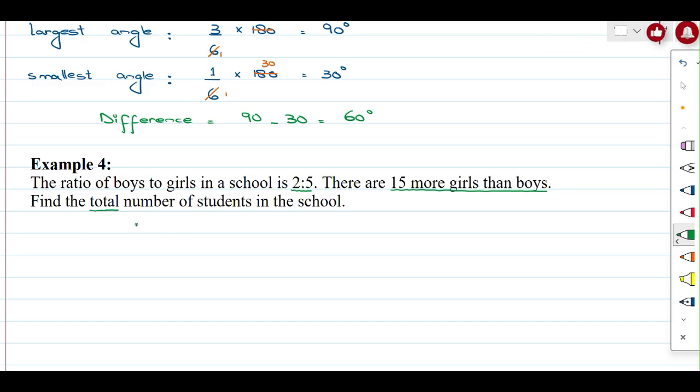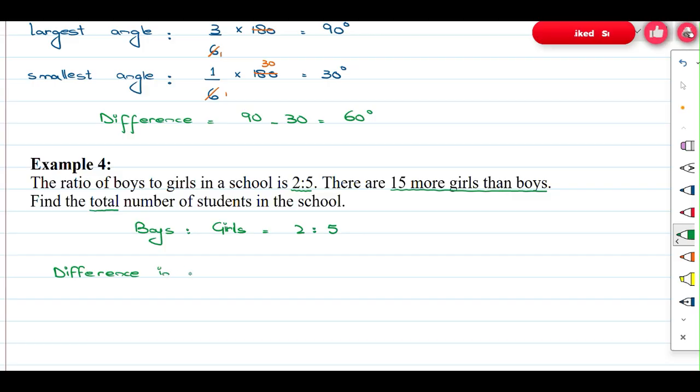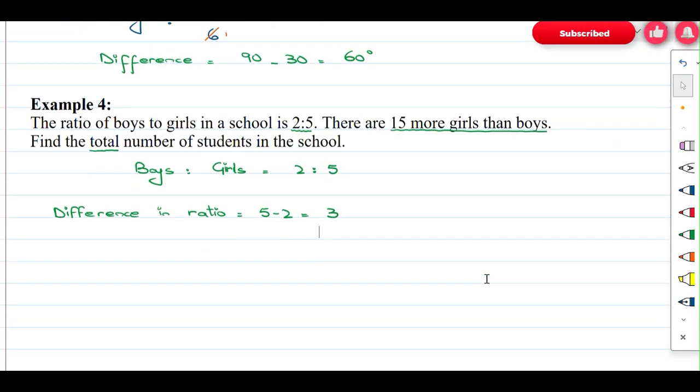We have the ratio of boys to girls, that is 2:5. Boys are in the ratio of 2, girls are in the ratio of 5. Now we have to figure out the difference in ratio. When you do not know the total, you have to use this difference technique. The difference in ratio is 5 minus 2, which equals 3. Now these 3 parts represent the 15 students.